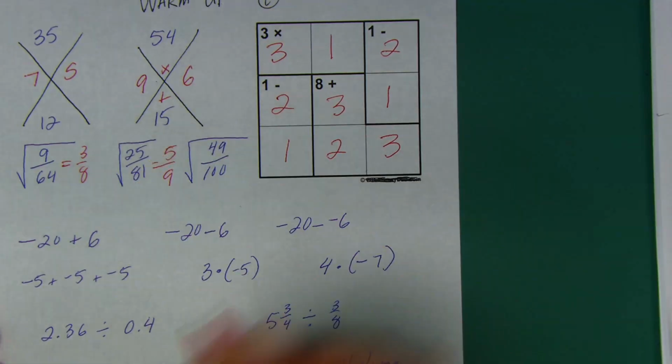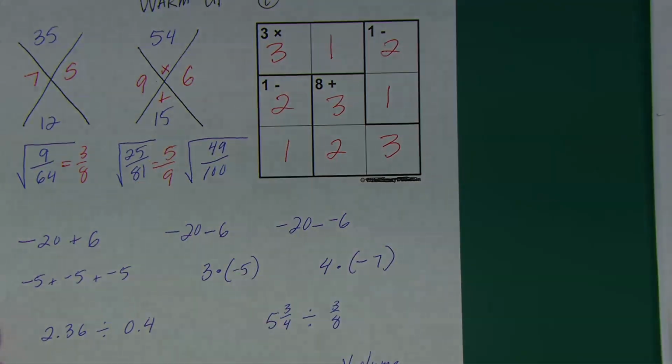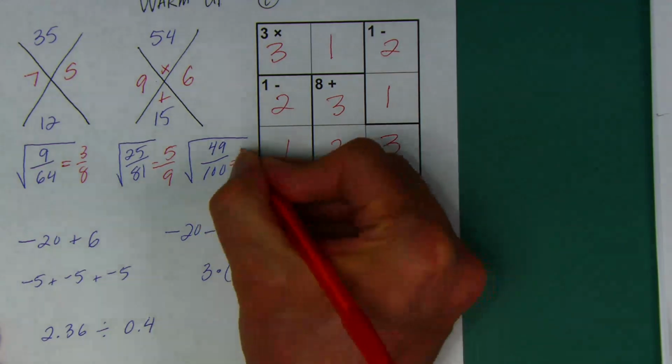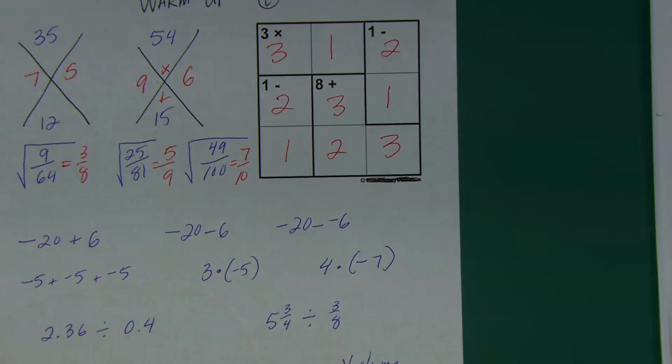Should be 5/9, right? 49 over 100? It's not 7 over 50. It is 7 over 10.